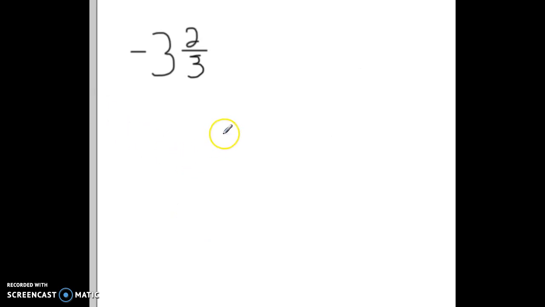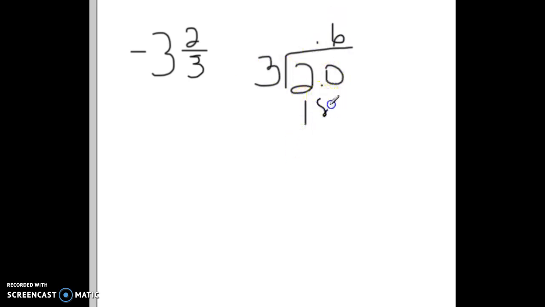Okay, our next problem is -3 2/3. So just like the last problem, we're going to ignore the -3 and let's just deal with the 2/3. 3 will be on the outside, 2 will be on the inside. Now how many times will 3 go into 20? Well, that will be, what, 6 times? 3 times 6 is 18. We subtract. Oh, let's add another 0.